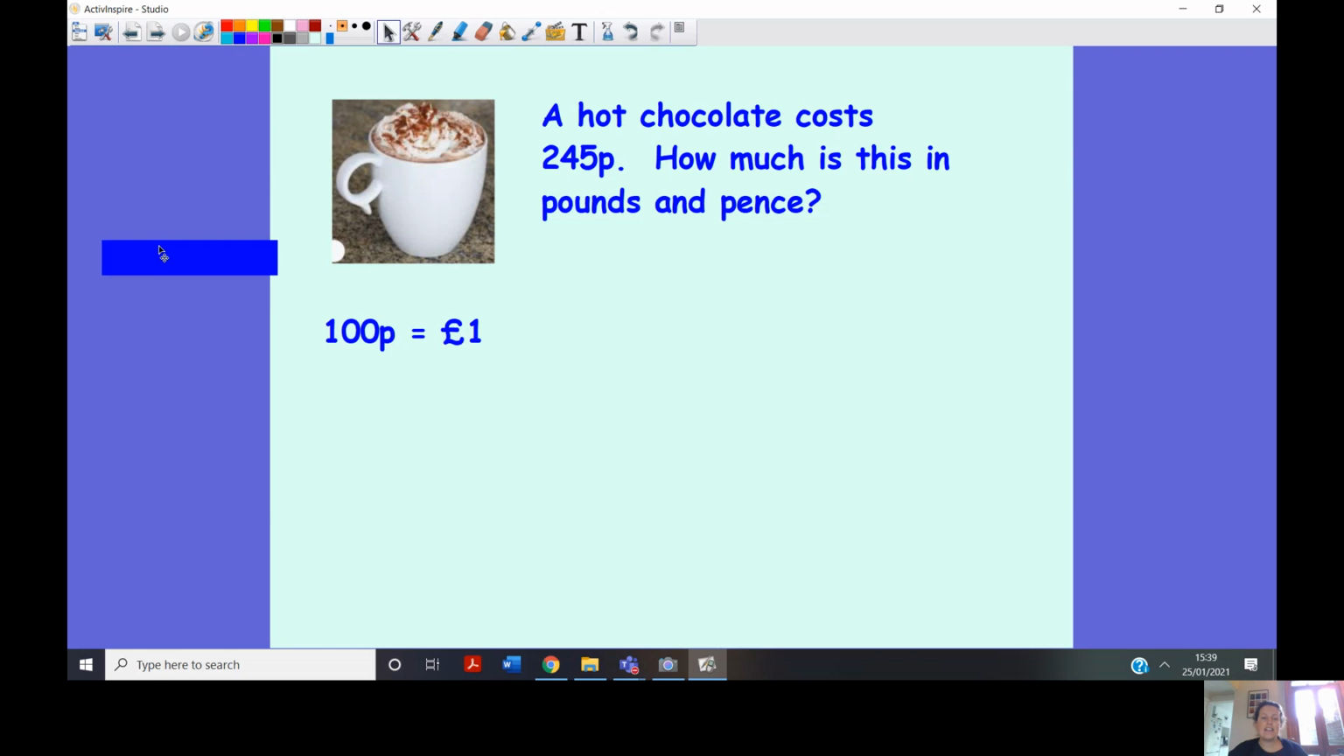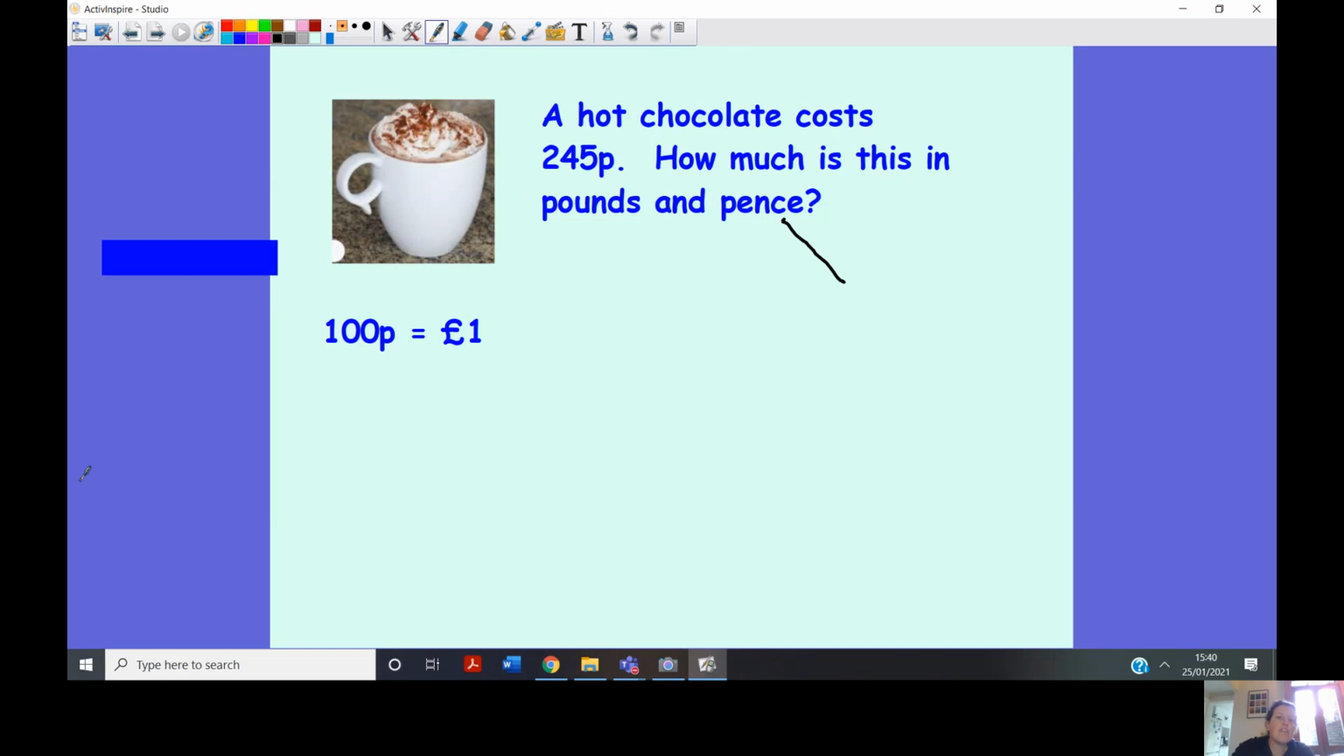So remembering our key fact, 100 pence is equal to £1. So how much is this in pounds and pence? I'm looking for how many pounds, and I'm looking for how many pence. So I know my pounds, I'm going to be looking for the fact that 100 pence is equal to £1.